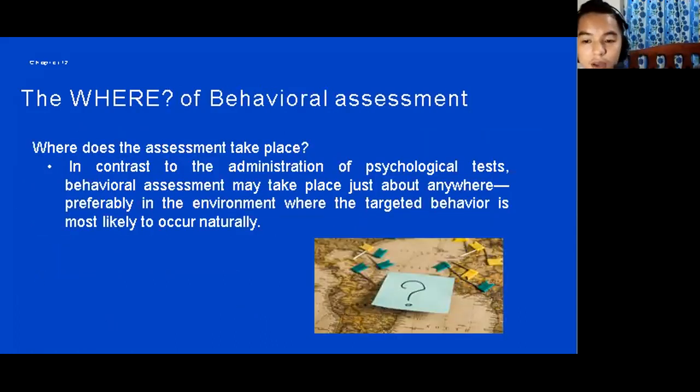So moving on, the where of behavioral assessment method. So where does the assessment take place? So in contrast to the administration of psychological tests, behavioral assessment may take place just anywhere, preferably in the environment where the targeted behavior is most likely to occur. So it is one of the advantages of behavioral assessment, because the assessment can happen anywhere.